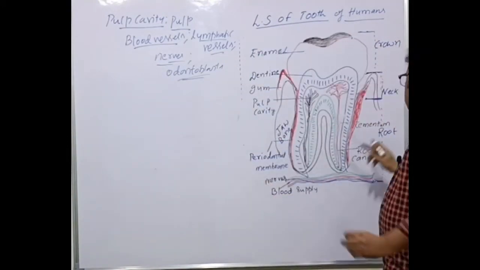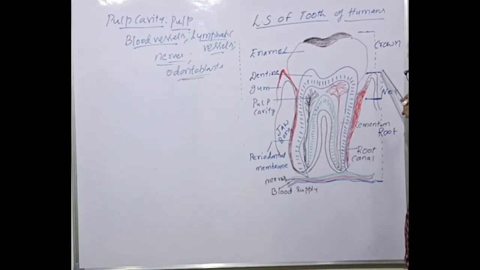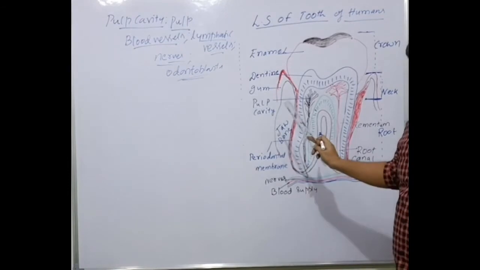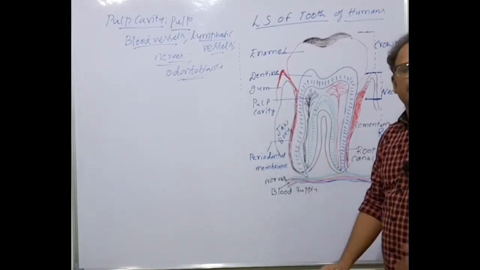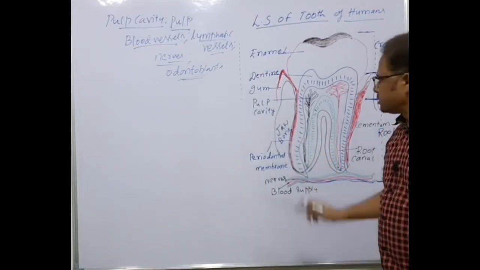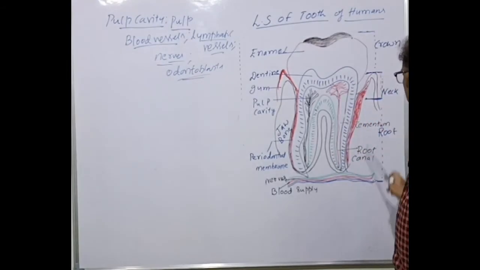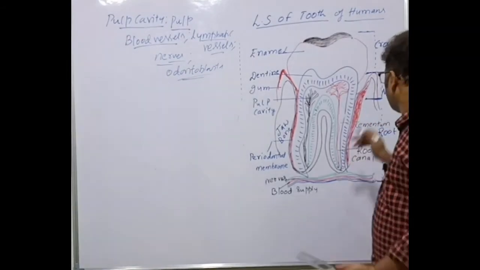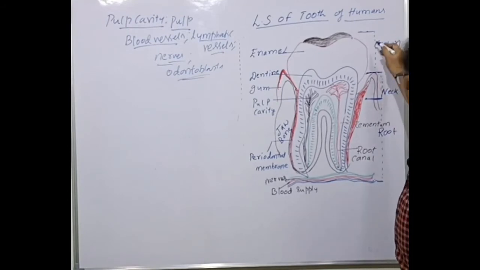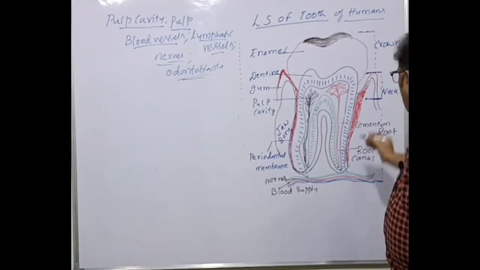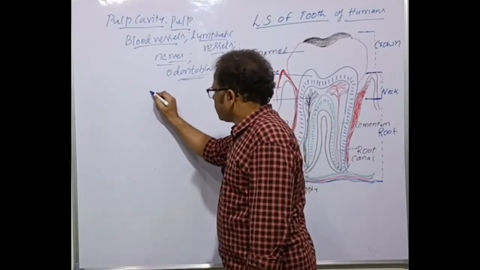And see here, the crown is connected to the root by a constricted, very narrow neck. The neck and the root form the basal part, the lower part, which is present inside the sockets. This is not to be seen here. The neck connects the crown with the root. Now let's discuss the root part.